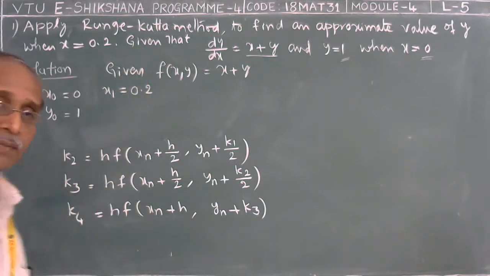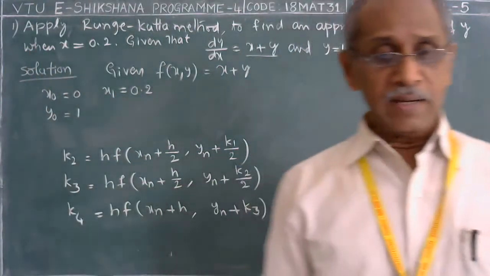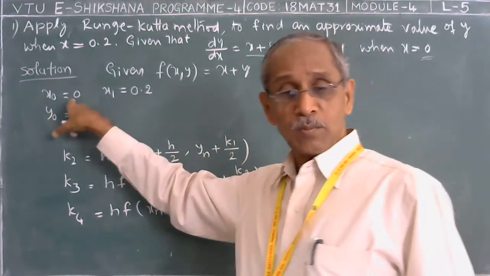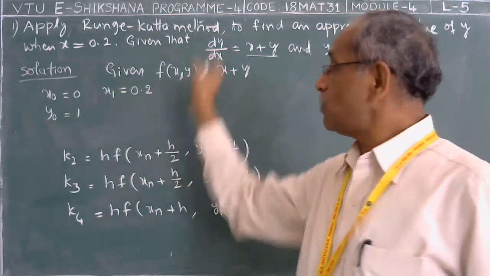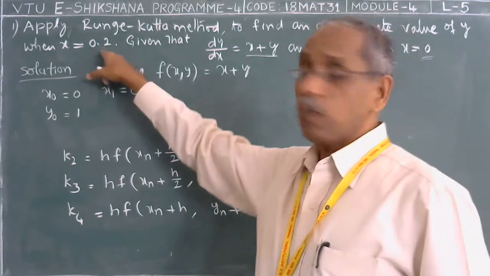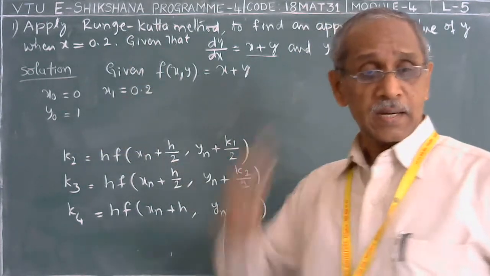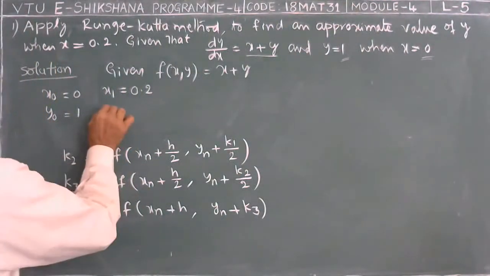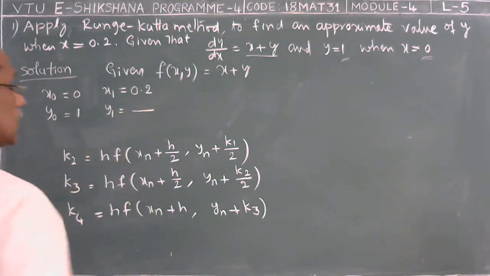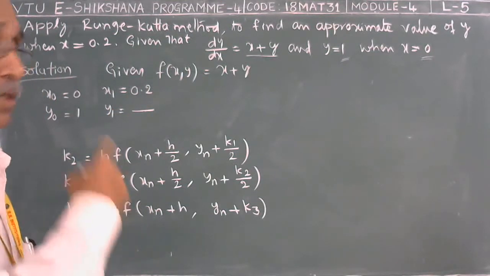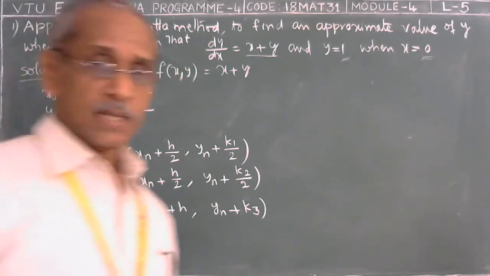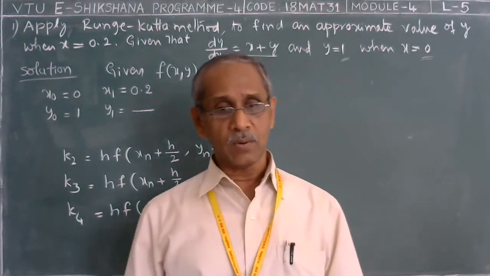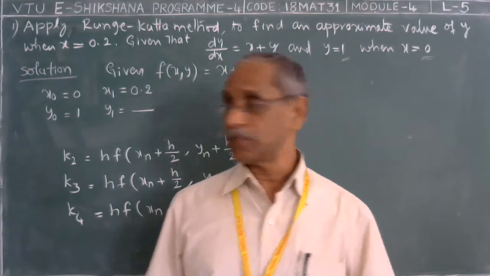If step length is not given, suppose step length is given as 0.1, then 0.1 should be added to 0, that should be called x1. Then 0.1 should be added to 0.1 till you get 0.2, keep on adding 0.1, and list the values of x1, x2, x3, etc. So I have to calculate y1, that is the value of y at x is equal to 0.2 using Runge-Kutta method, that means Runge-Kutta method of fourth order. In general, Runge-Kutta method in your course is the Runge-Kutta method of fourth order only.